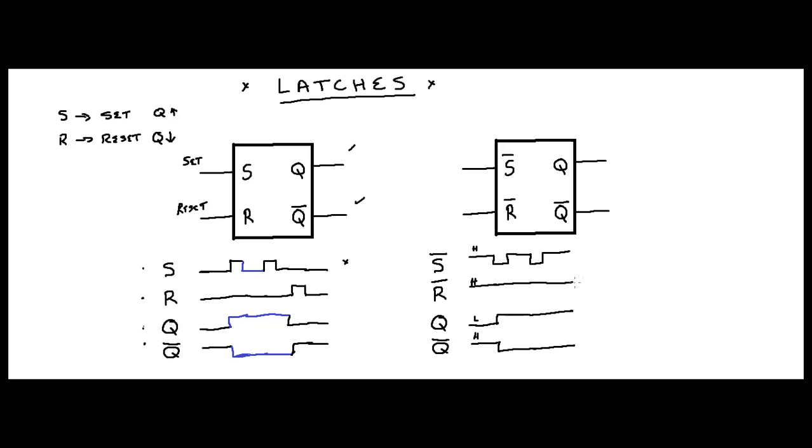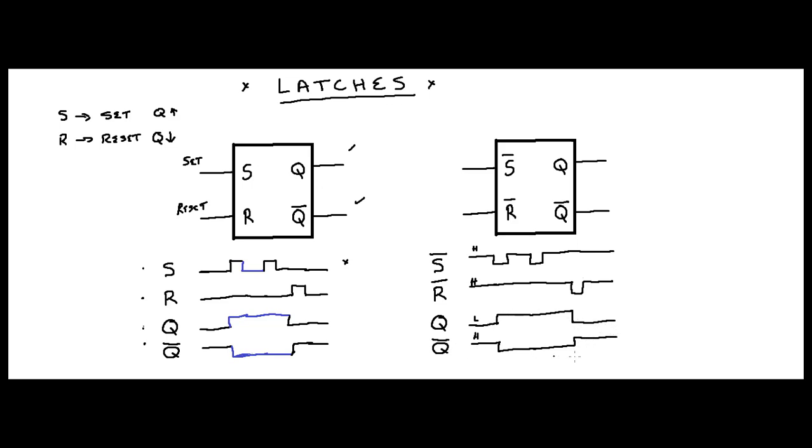And how would you reset it? Well, to reset it, you would put your reset low, put a negative pulse there. You wouldn't change your set. And what's going to happen when this happens? Well, your Q is going to go low, and your Q bar is going to go high. All right?